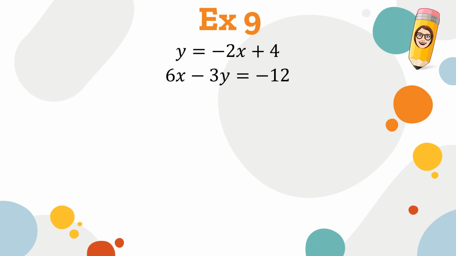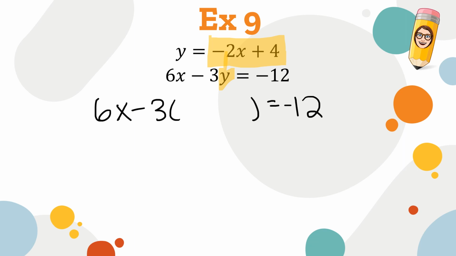All right, let's take a look at example 9. Which letter is by itself? Which variable is isolated? Which variable is in quarantine? The y. And so I'm going to use the y's expression to replace the y in the other equation. You can't plug it back into itself. That wouldn't make sense. And so we're going to rewrite the other equation. And where there's a y, I'm filling in a negative 2x plus 4.